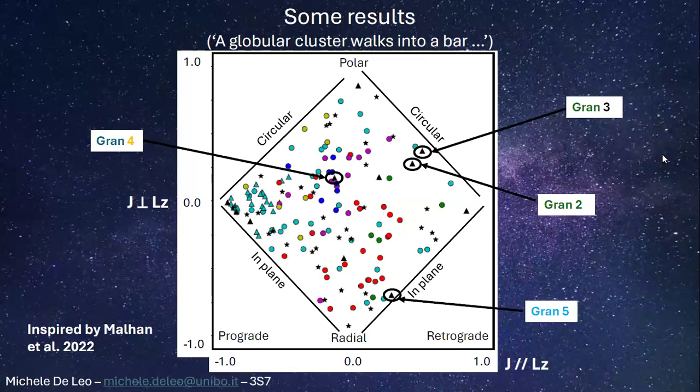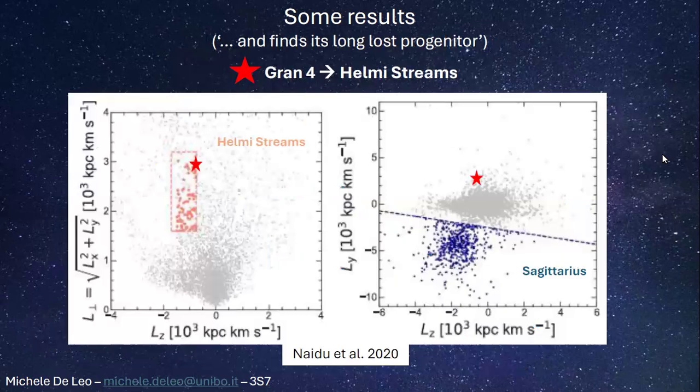Gran 3 can be either from the big family of retrograde events like Sequoia, Arjuna, and Iitoi, or it can be the first confirmed globular cluster of Thamnos, which is another of the merger events, just with a little bit lower energy. And then there is Gran 4, which is uncertain between the Helmi streams and Sagittarius. Gran 4, these are plots from the same paper as the start, Naidu et al.